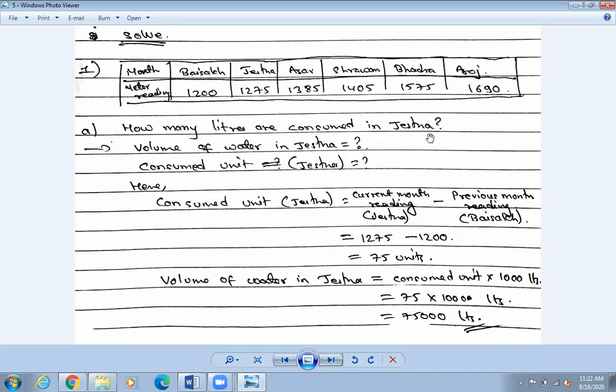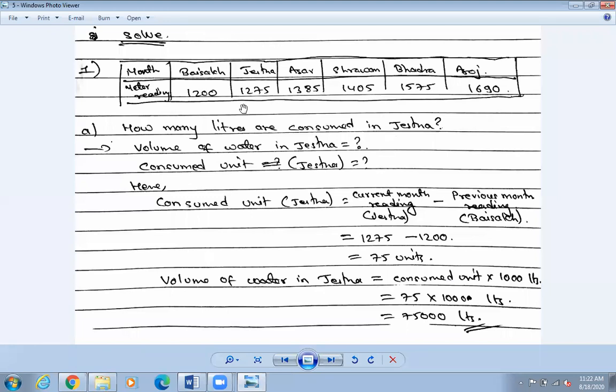So yeah, mention the month too, write Jestha. Okay, so if it is asked for Asar, consumed in Asar, then write volume of water in Asar equals to question mark. So you also have to find out the consume unit, because how do we find the volume? What is the formula of volume? The formula of volume of water is consume unit into 1000 liters. How many units is the bill? That you need to find out first. That's why the consume unit also has to be found. You need to find how many units are used.